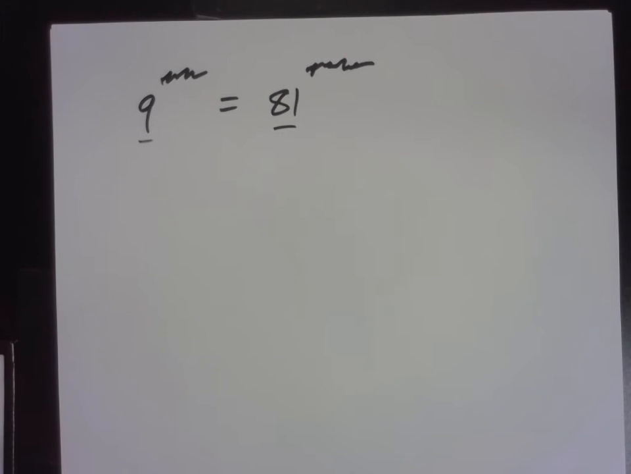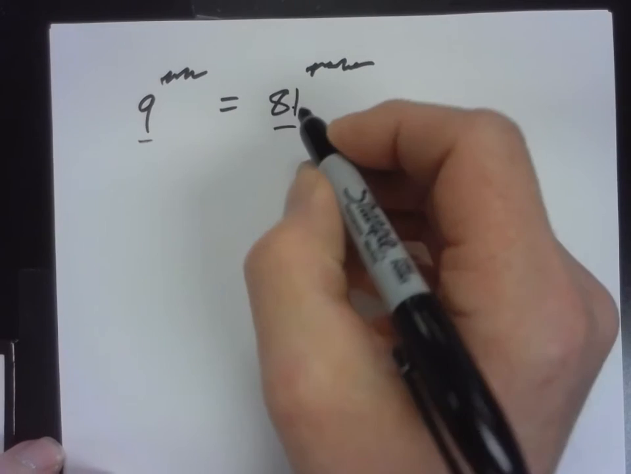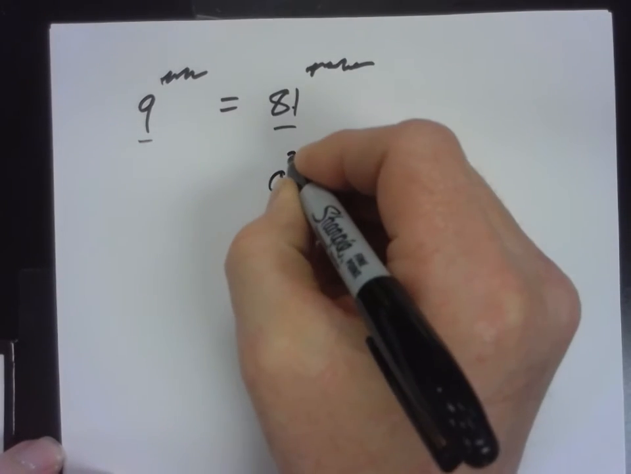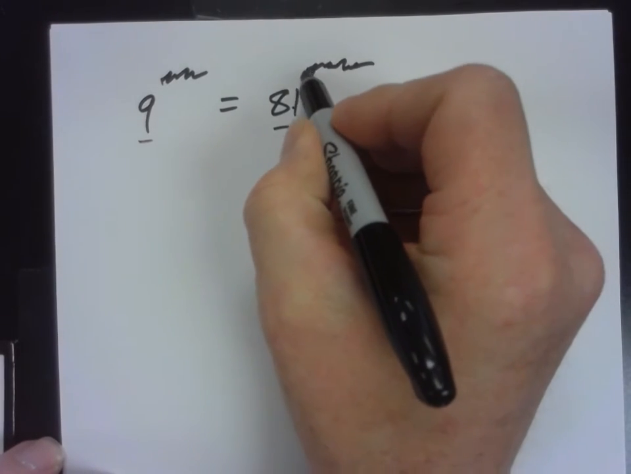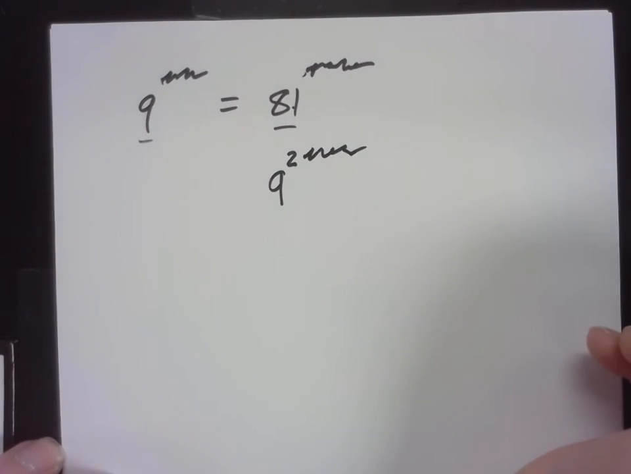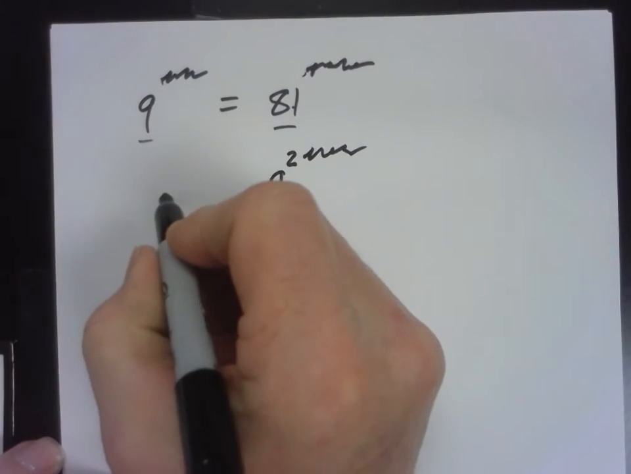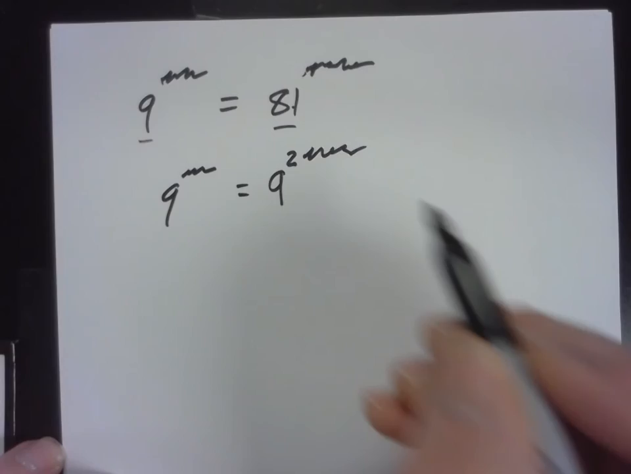You could change 81 to 9 squared. Okay, so we could change 81 to 9 squared. So we'd have 9 squared, and then we'd multiply that by whatever the exponent was before, right? And over here we'd have 9. Could we solve it then?